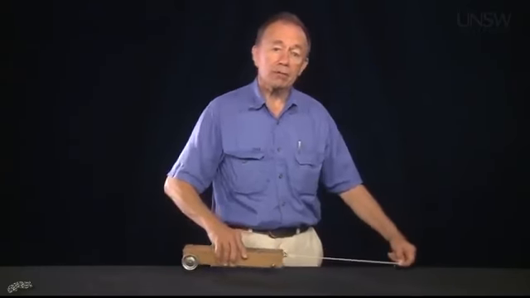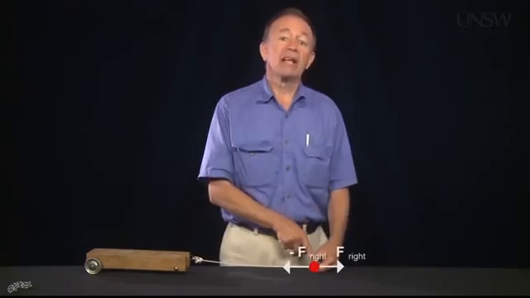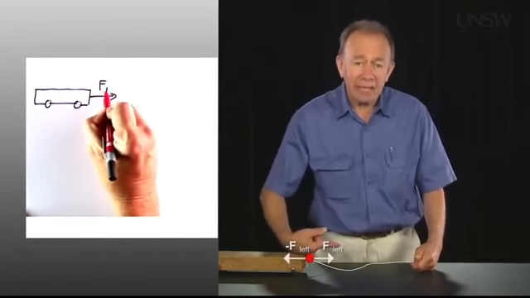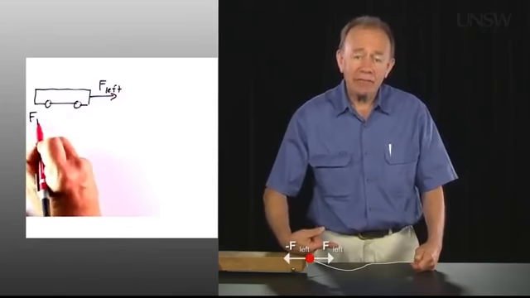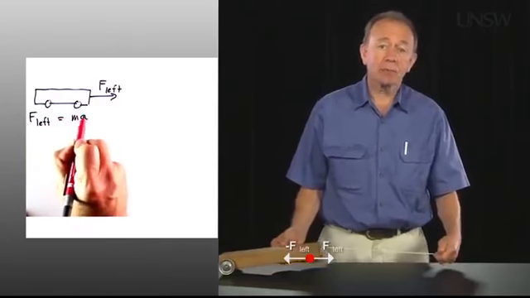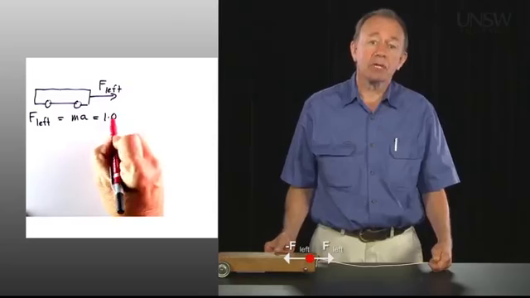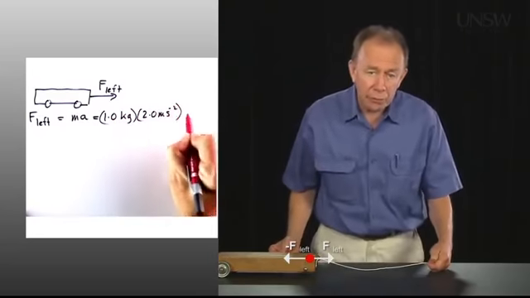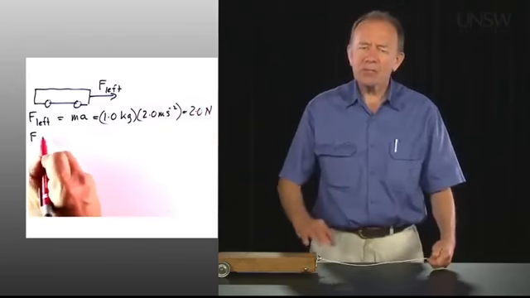Call it F left. And on the right, my hand pulls the string to the right, but the string pulls my hand left. These have the same magnitude. Call it F right. Let's label these using Newton's third law. Now, the only external force acting on the trolley is F left. So we write F left is equal to ma, equal to 1.0 kilograms times 2.0 meters per second squared, equals 2.0 newtons.